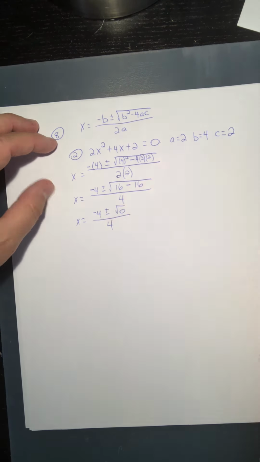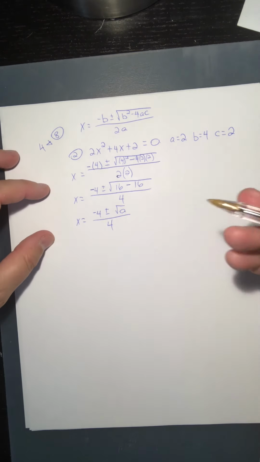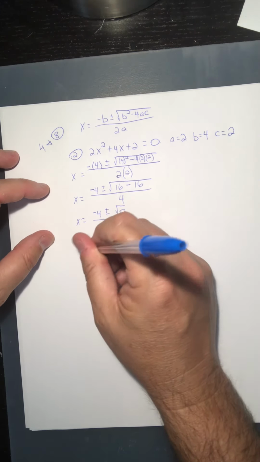Well, remember, we decided on Monday and Tuesday when our discriminant is 0, then my solution is going to be 1, and only one real solution, real number. So let's see what happens there. That gives me negative 4 plus or minus the square root of 0 is 0 over 4. We're ready to split it up now.